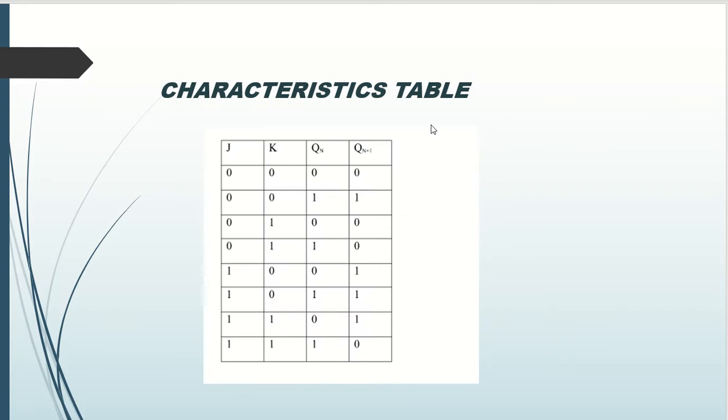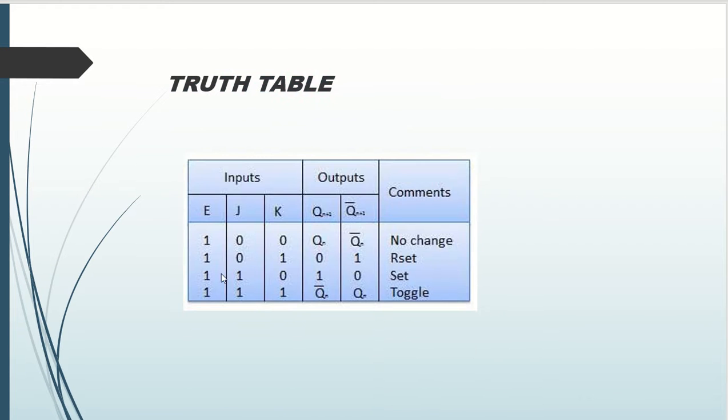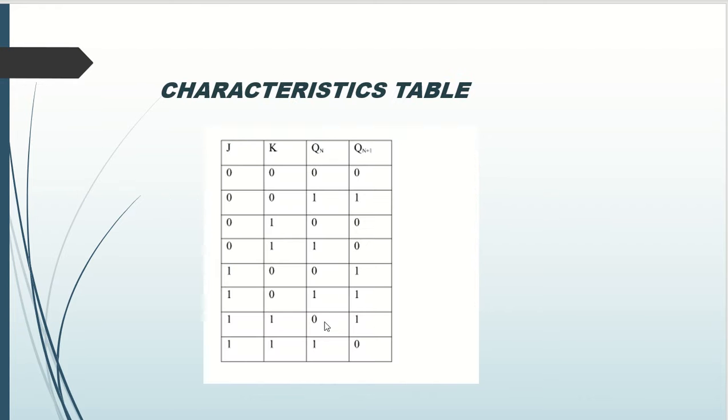Characteristic table. As we already discussed in SR flip-flop, it is like this, but there is only one change here. 11 means the input is complement of previous state. So 0 is the previous state, 1 is the next state. 1 is the previous state, Q plus 1 is 0. There is only one change in JK flip-flop.